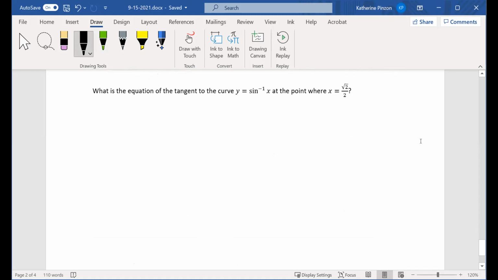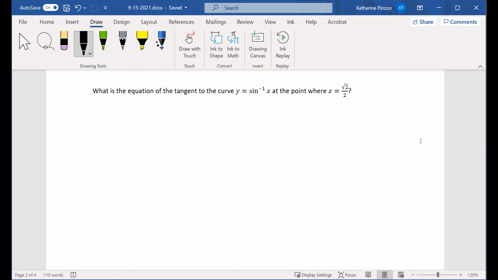Okay, last one. I want you guys to try this one. What is the equation of the tangent line to the curve y equals sine inverse of x at the point where x equals square root 2 over 2?